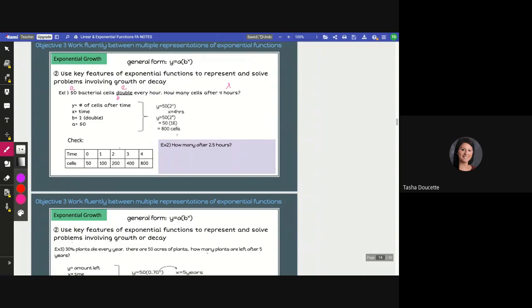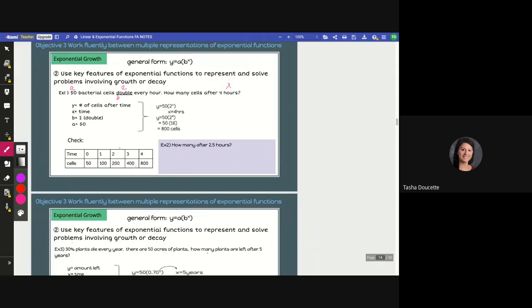If I were going to check this, I would probably make a table and start with 0 time. We know that is going to be 50 cells because that's what we're starting with. And then we have 1 hour, 2 hours, 3, to 4: 100 cells, 200 cells, 400, and then 800.